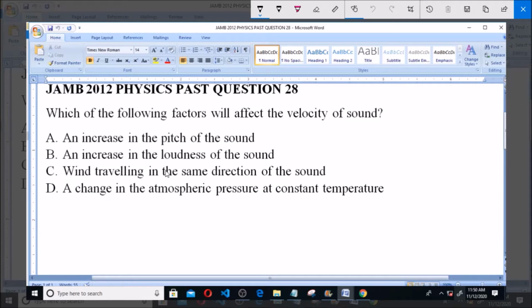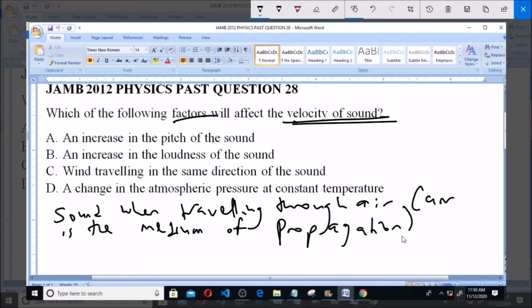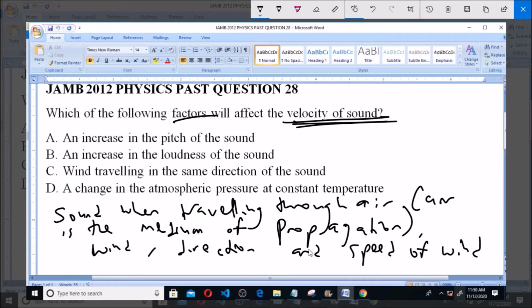So you have sound and factors that affect the velocity of sound. Now, sound specifically, when traveling through air, that is when air is the medium of propagation, the most likely factor to affect the velocity of sound is wind. Okay, so the direction and speed of wind is most likely to affect the velocity of the sound.